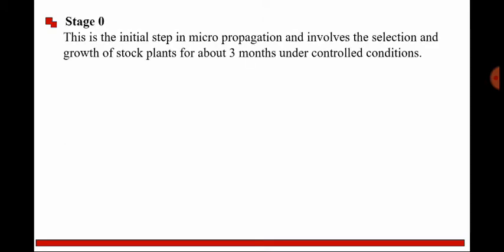You can see them one by one, starting with stage 0. It is the initial step in micropropagation. It involves the selection and growth of stock plant for about 3 months under controlled condition. So before starting your propagation, you can select your mother plant which is healthy, disease free and well developed. You can use that mother plant as an explant for the culture.